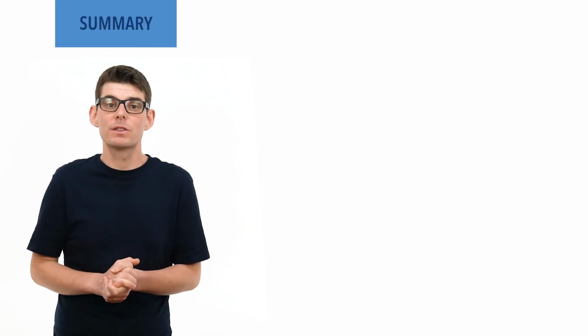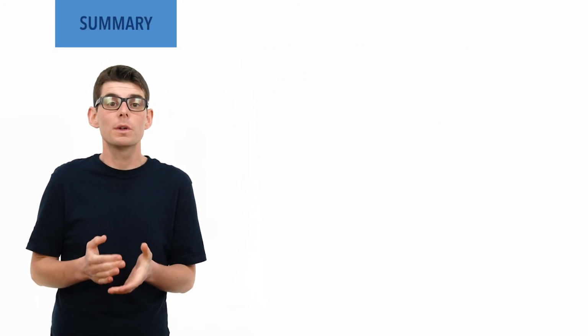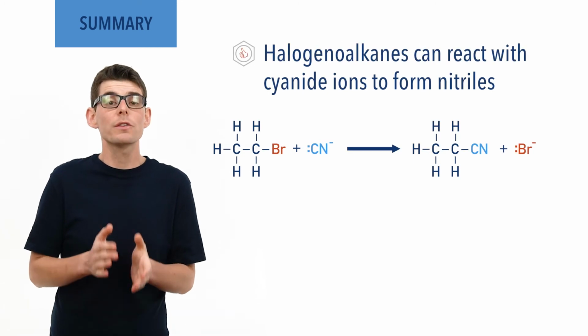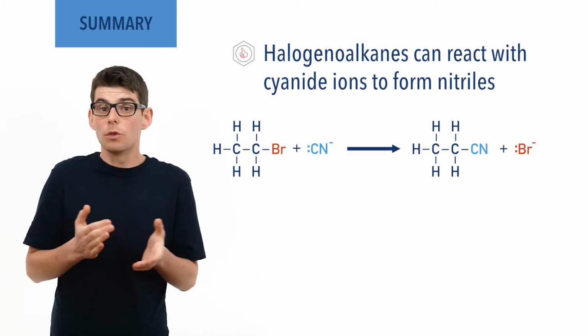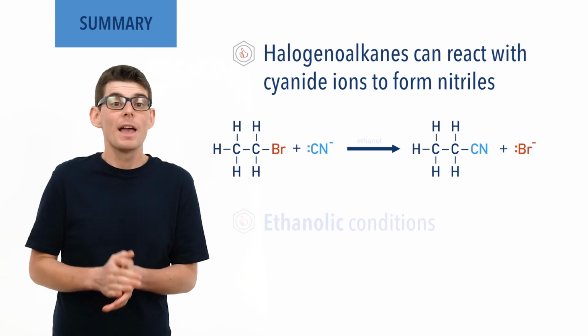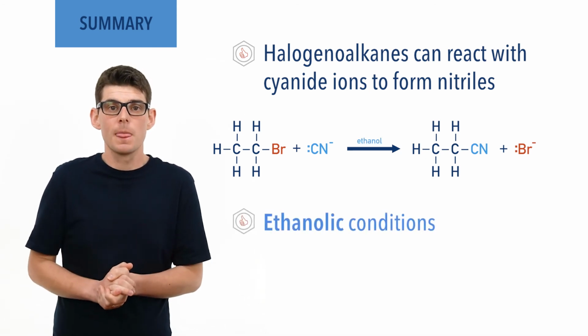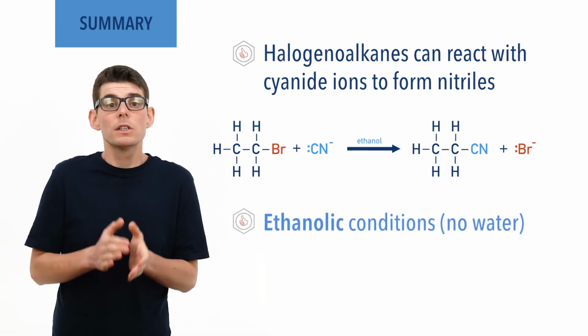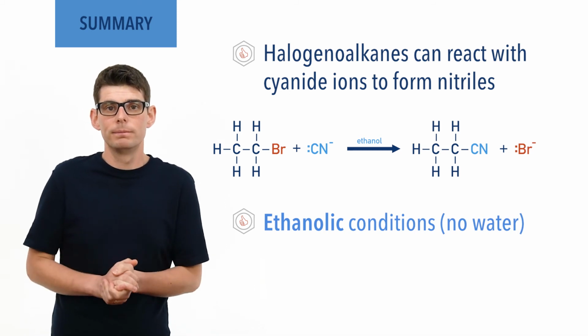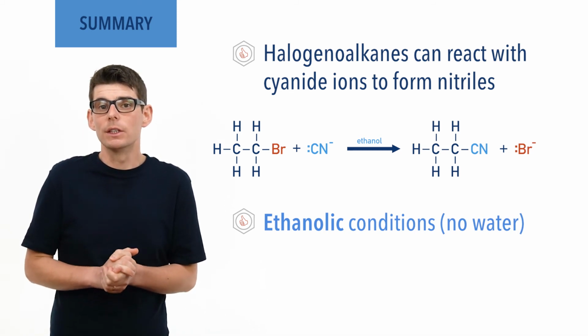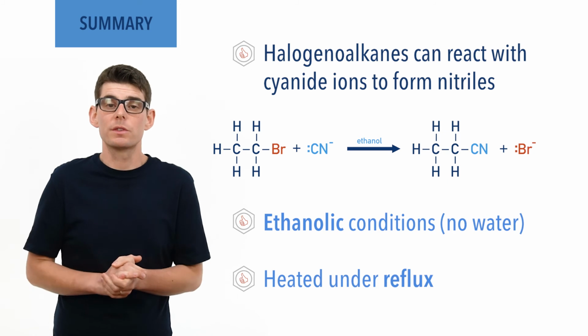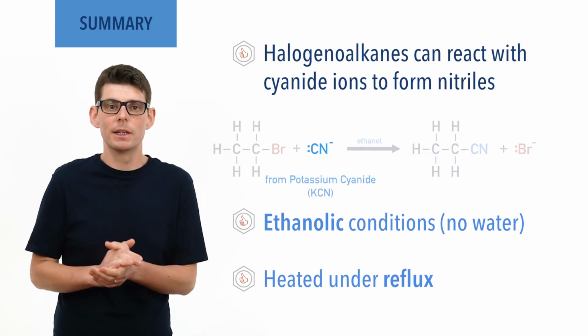So, to summarize, halogenoalkanes can react with cyanide ions in nucleophilic substitution reactions to form nitriles. The reaction must be carried out in ethanol, ethanolic conditions. No water can be present to stop an alcohol from forming. Reactants are heated under reflux, and a common source of cyanide ions is potassium cyanide.